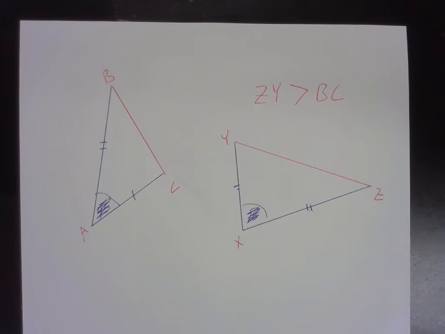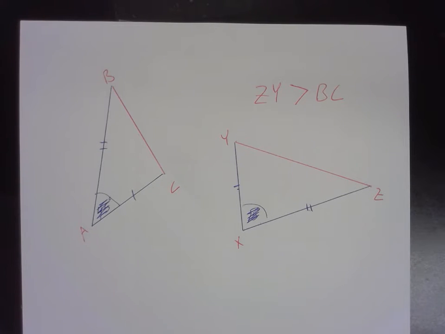Top of the page, example 2, two different triangles. Everyone see the two triangles? Do they have two sides congruent to each other? Yeah? And then the included angles. You see the included angles?